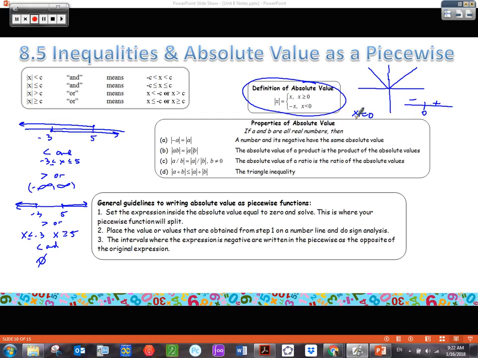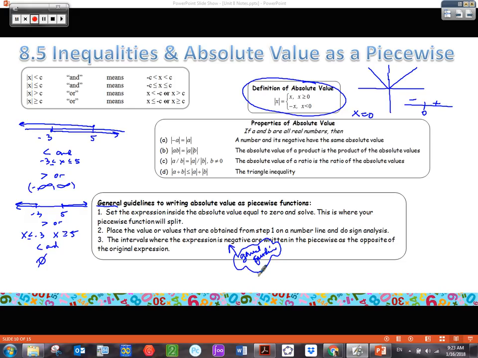I plug a -1 in here. I get a negative number, then a positive number. There's my sign chart. The intervals where the expression is negative are written in the piecewise function as the opposite of the original. So this is a general guideline. This is not always true. I'm going to show you where this doesn't hold. Like, I think exam number 3 on your daily work goes against this, and we'll do that problem together in class. So this is a general guideline.